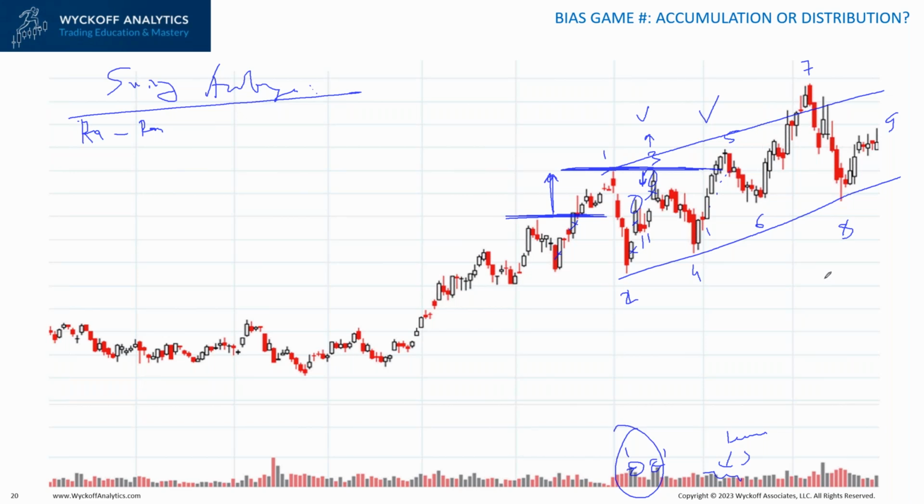I guess I have to say 7. Yeah, I would probably go for 7 as well, right? So this bar is pretty significant. It breaks out, it extends really well.